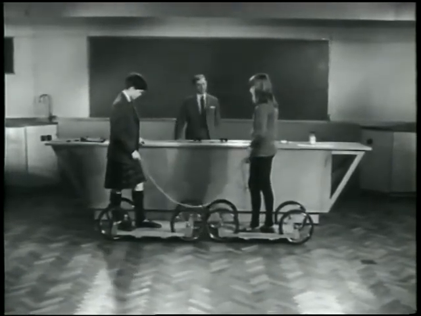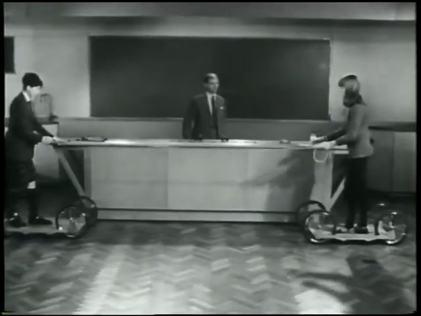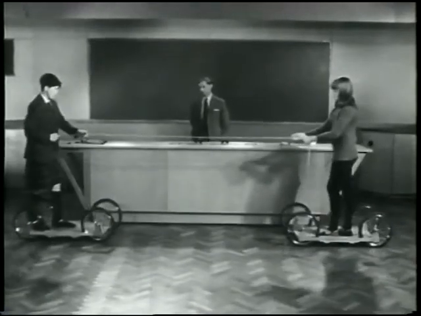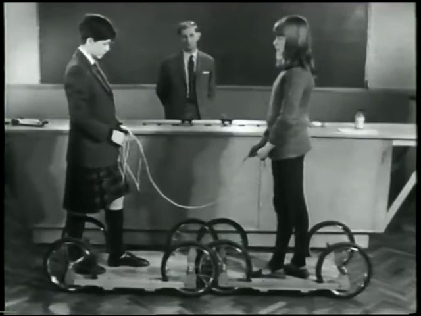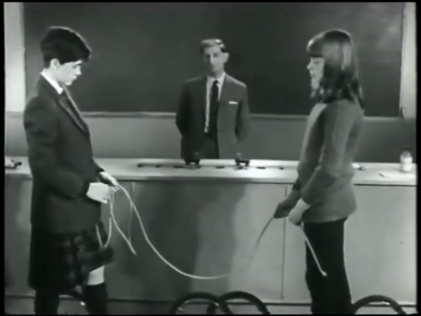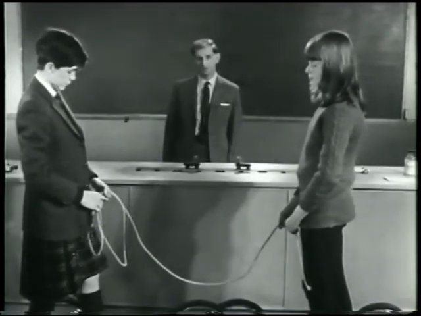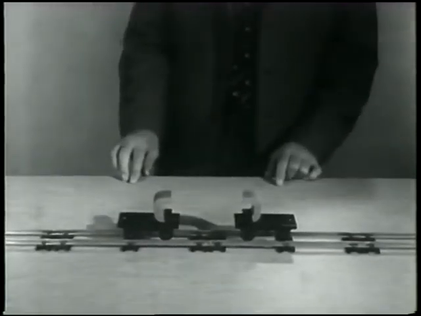Now if we repeat this experiment, and this time I'm going to ask Amanda to hold the rope tightly and Oliver to pull at his end. And again we see the two vehicles come together in the middle. And if both had pulled at the same time, again, both vehicles would have come together and met in the middle. Action and reaction can be illustrated in several other ways.